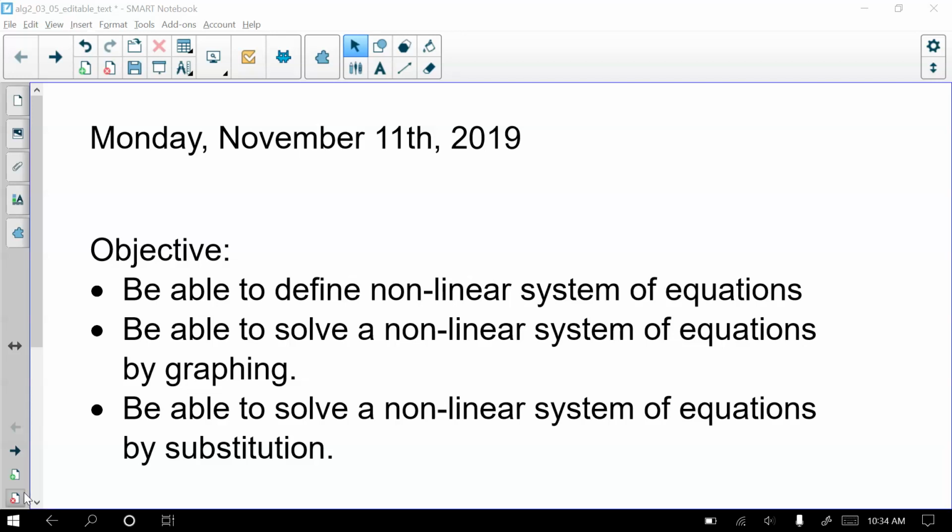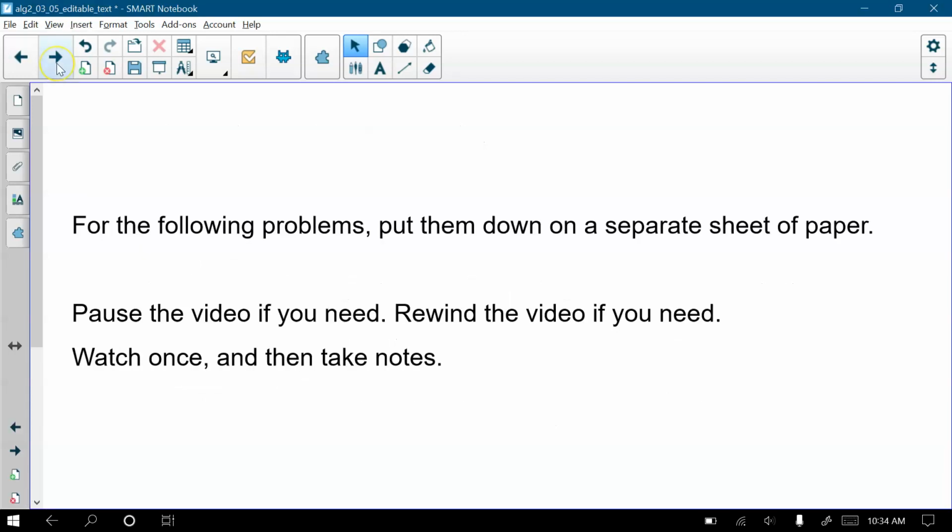So here I am. Our objective today is to be able to define a linear system of equations, a non-linear system of equations, be able to solve one and be able to solve one with substitution. So let's go and get going on this.